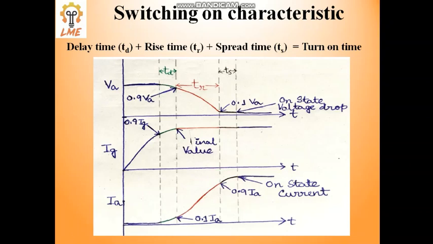So these are the three parts of the turn-on process of a thyristor: delay time, rise time, and spread time. This entire part is the delay time, this entire part is the rise time, and this entire part is the spread time. The total time period from here to here is known as turn-on time. So can you assume how much time is taken to change the voltage from here to here, or the current from here to here? Means how much time practically is taken by a device to turn on.